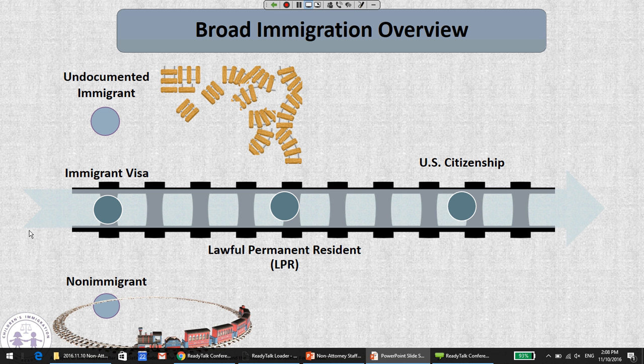You've got at the top your undocumented immigrants, right? And that railroad doesn't lead anywhere because they're not on the path to getting their LPR or U.S. citizenship status. And there in the middle is kind of the idea, right? The railroad track that people want to be on and that we want to get most of our clients on in some way or another. So you start by getting them onto an immigrant visa path, and from there they can become an LPR and onto U.S. citizenship.